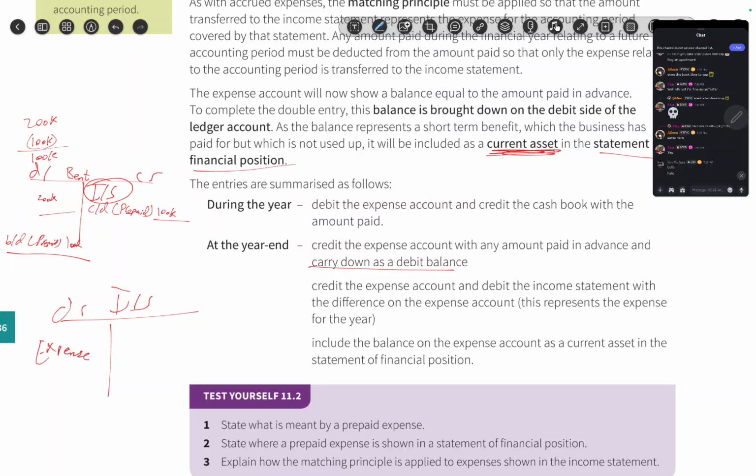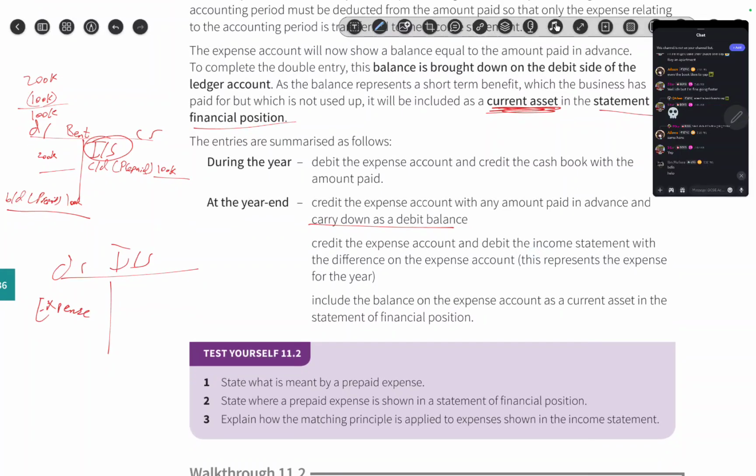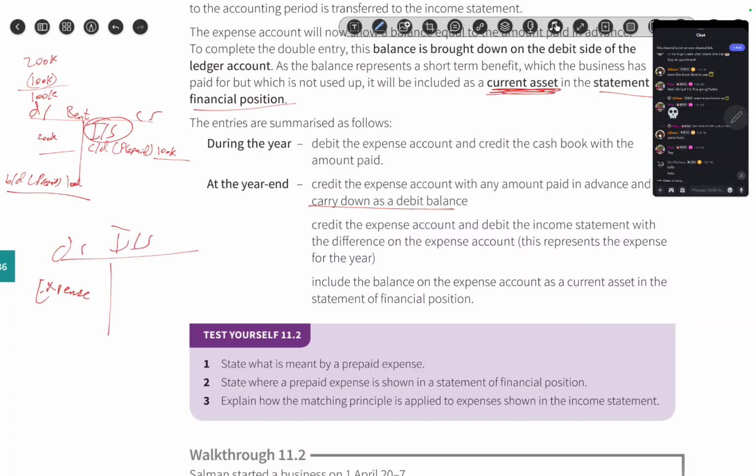This is why I kind of don't like the book. It's making stuff so much more complicated for no use. But it's helpful, it has information. Credit the expense account and debit the income statement with the difference on the expense account. Credit the, wait, what?